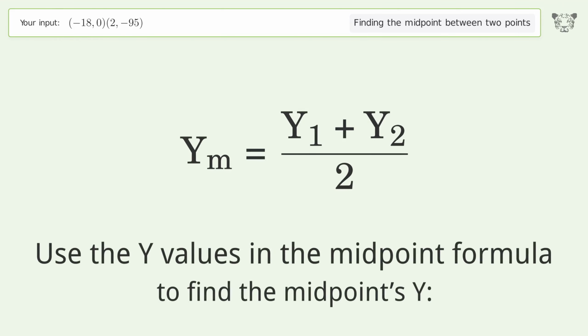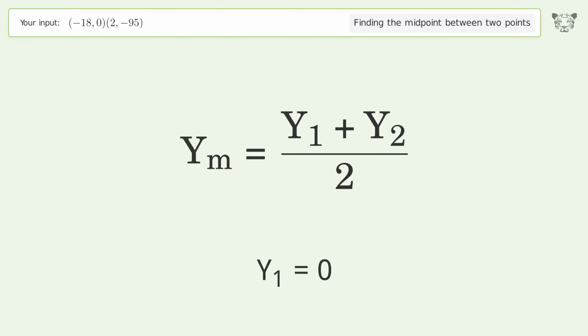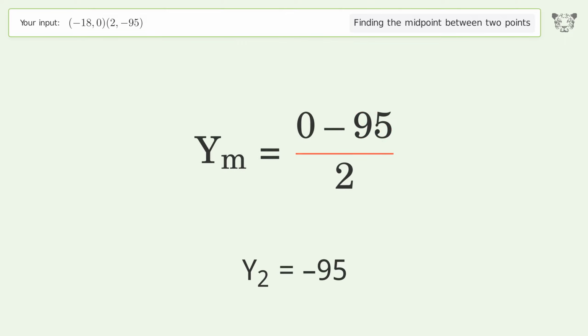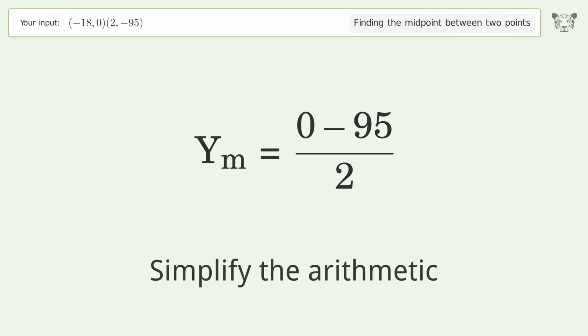Use the y values in the midpoint formula to find the midpoints y. y1 equals 0. y2 equals -95. Simplify the arithmetic.